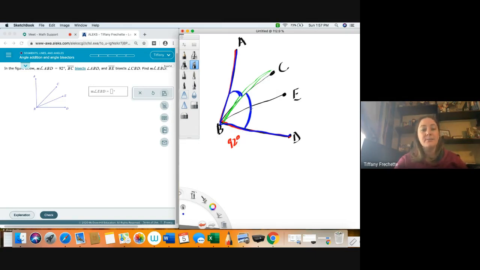But we don't trust the model. What we trust is the information we're being given. All right, sorry, hold on just a minute. Let me get back to this.